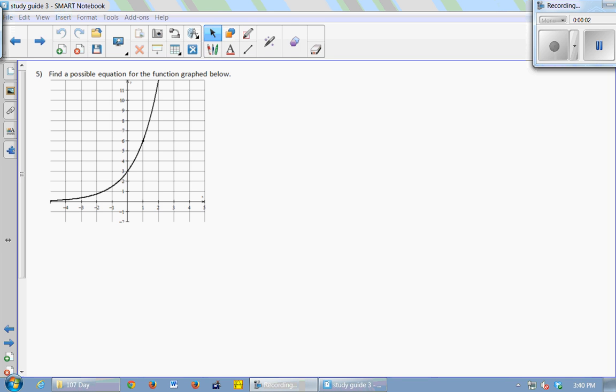Trying to find an equation for this function graphed. So I'm going to start by saying, well, that looks an awful lot like an exponential equation. Based on the upward curve and the asymptote at the x-axis, I would classify that as looking like the exponential functions that we've studied. And then I might make myself a little table of values.